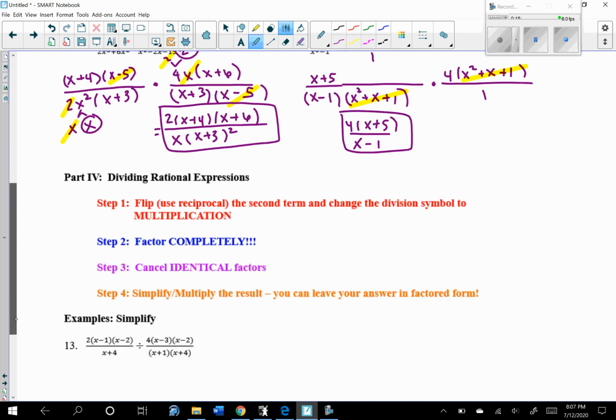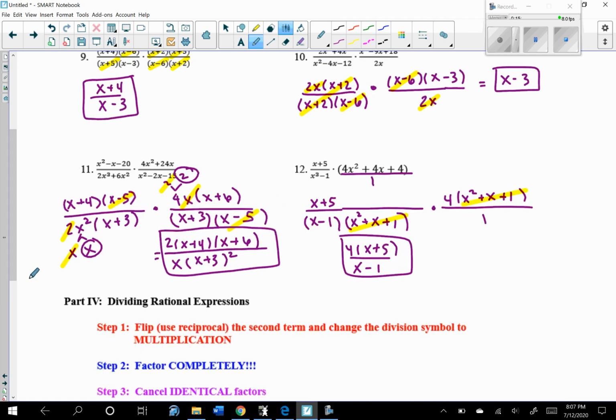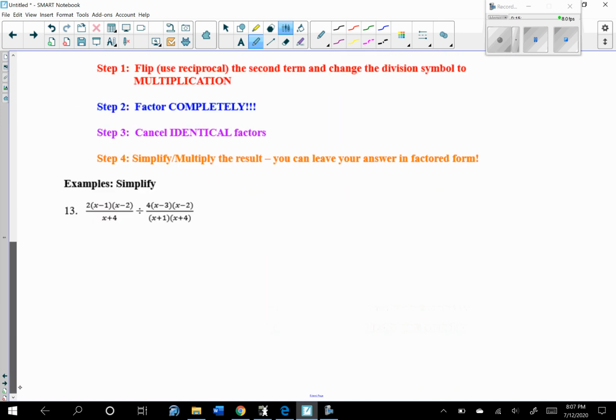Next thing we're going to talk about is dividing rational expressions. So step 1, flip or use the reciprocal of the second term. So flip the second term and change the division symbol to multiplication. Then factor completely, cancel identical factors, and simplify/multiply the result. And again, you can leave your answer in factored form for now.